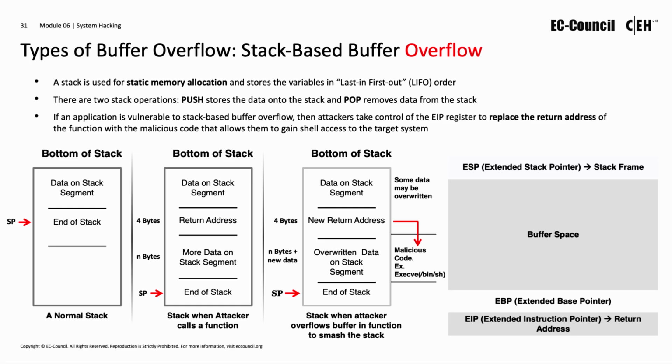One of the things you're going to see quite a lot in here is a lot of different registers like ESP, the extended stack pointer, EBP, the extended base pointer, and EIP, the extended instruction pointer. So you're going to see a lot of these as we go through and look at different types of buffer overflows. That's stack, right?